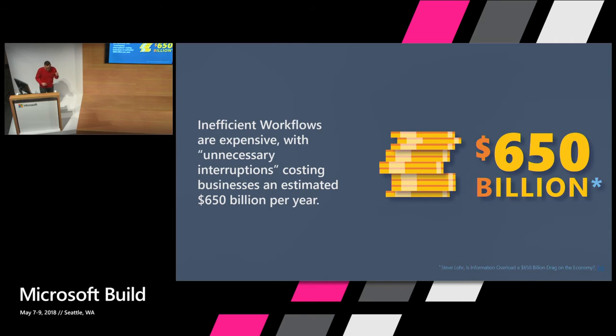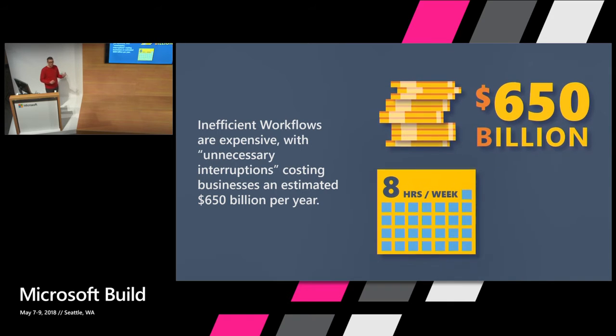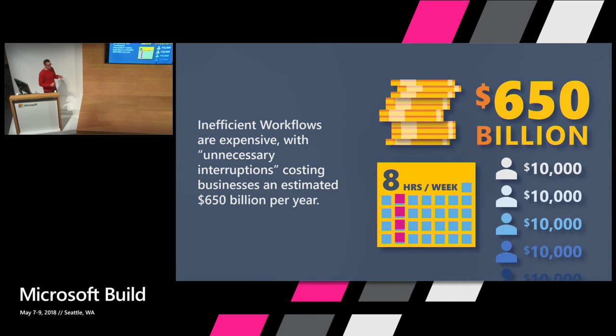Because unnecessary interruptions are costing an estimated $650 billion, with a B, billion dollars a year. And that breaks down to like 20% of a worker's week is blocked by these speed bumps, keeping them from achieving that flow state, and costing about $10,000 per information worker per year.